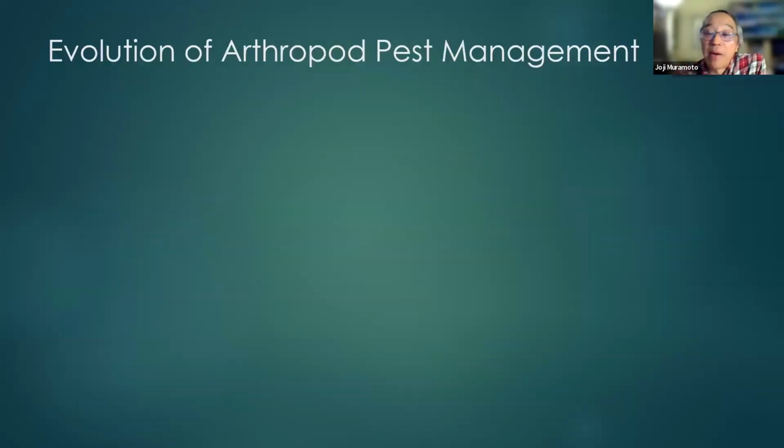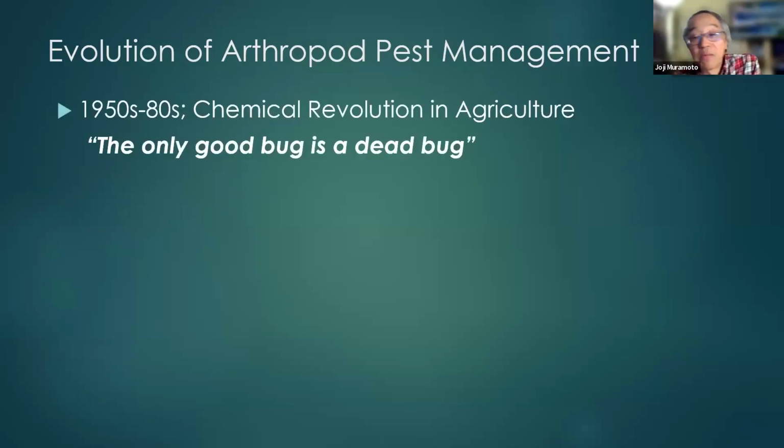So, comparing the history of soil-borne disease management in California strawberry with the evolution of arthropod pest management offers some lessons and directions for the future of soil-borne disease management. So let's take a look at it. Between the 1950s and 1980s, during the heyday of the chemical revolution, non-selective, highly toxic pesticides were widely used in arthropod pest management, to the tune of the motto, "The only good bug is the dead bug." Basically, kill everything.